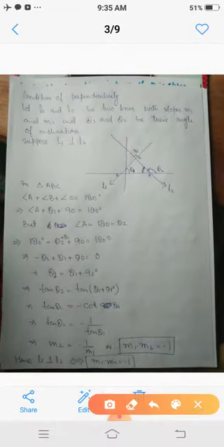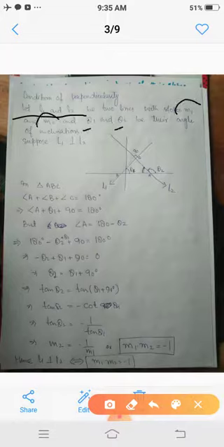Now if we consider the case when they are perpendicular, let us assume that L1 and L2 are two lines with slopes m1 and m2, while theta 1 and theta 2 are their angles of inclination. Suppose these two lines are perpendicular, meaning L1 is perpendicular to L2, which implies that these two lines L1 and L2 intersect at a point, suppose this point C, while the angle between them is 90.